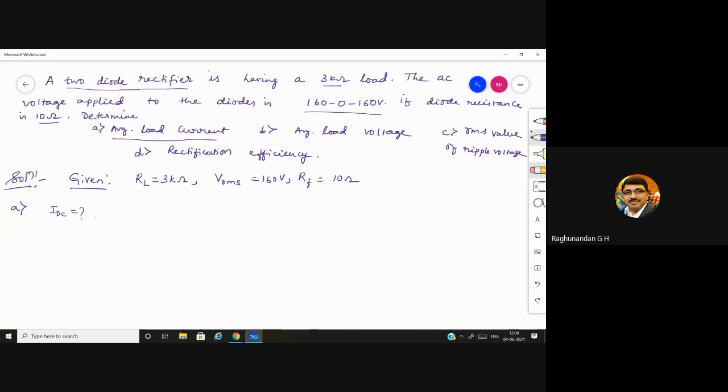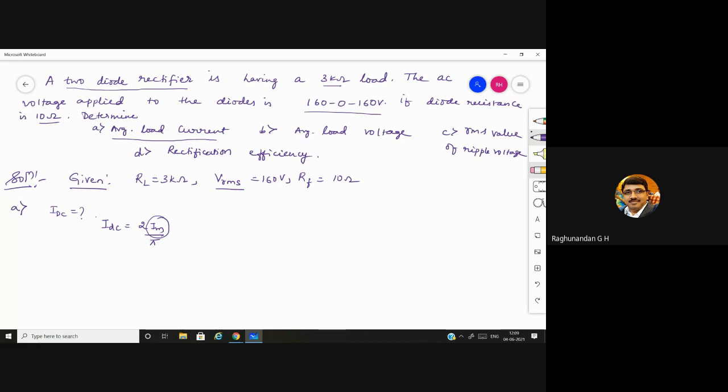To find IDC, we have the formula 2 Im by pi. So first we need to know Im. In order to find Im, we should know Vm. But in the question, they have not given Vm, they have given VRMS. So from VRMS, find Vm. From Vm, find Im, then we find IDC.